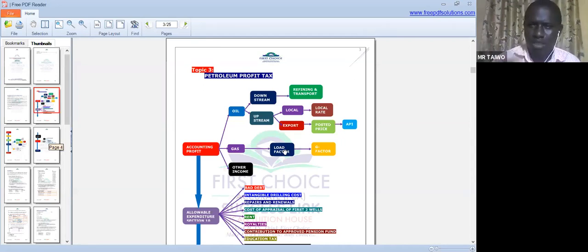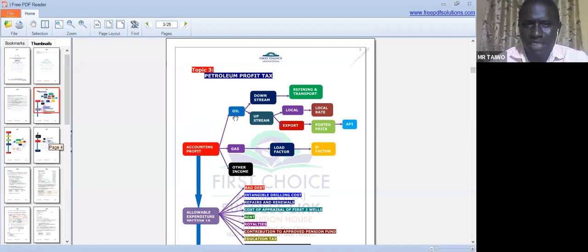Therefore, in the cost of loading the gas, there will be a degree of loading. That's the loading factor, and that loading factor has a corresponding gas adjustment cost factor. So that gas adjustment cost factor is what you have to determine in the exam as a discount on that gas, which you have to do in this question. And we have other income.